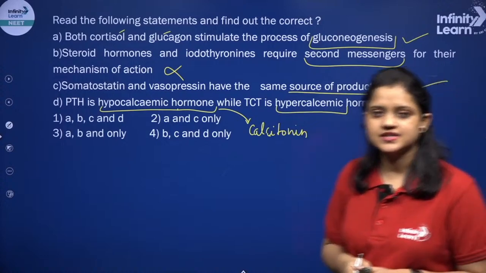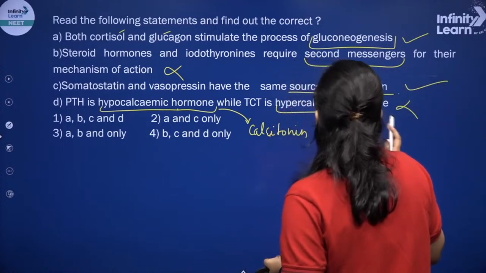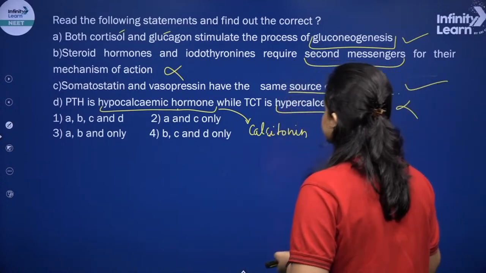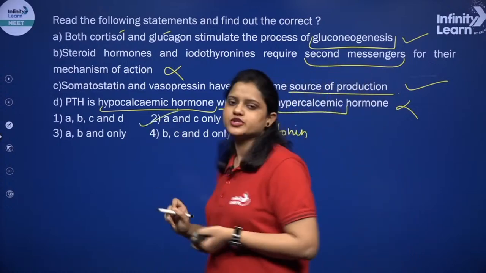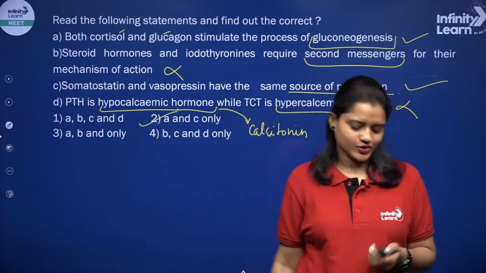So which are the correct statements? Let's figure it out. A was correct and C was correct. So A and C only, correct option here was 2. Let's move on to our next question.